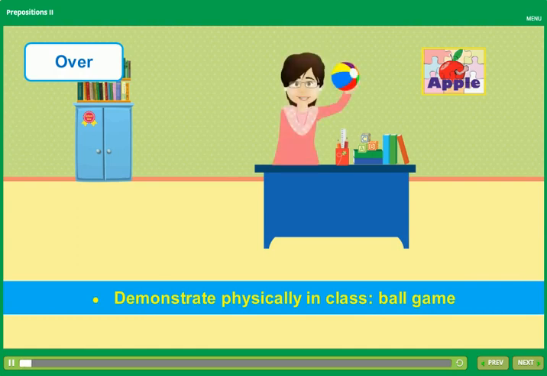Bring a softball to your class. Explain that over means higher than or upar se. Throw the ball gently over the table. The ball went over the table. Ask different students to come to the front of the class and guide them to throw the ball over the chair, over the table, over a bag, over a book, etc.